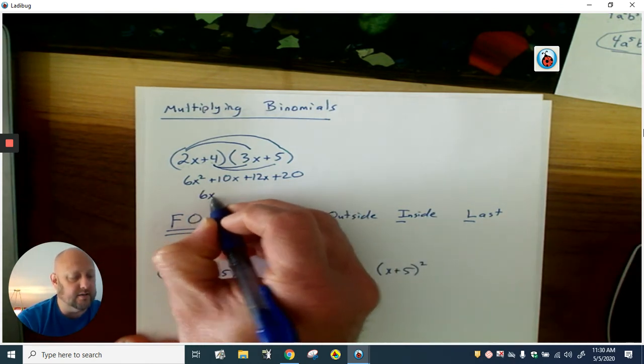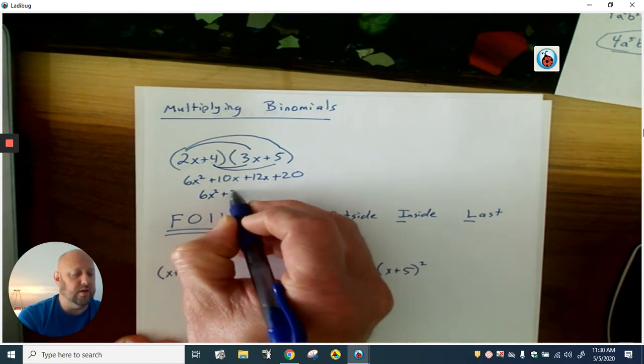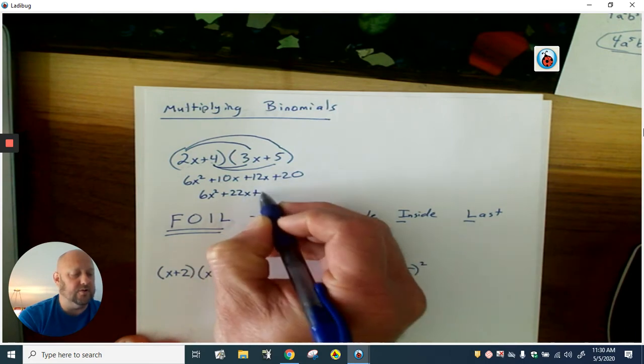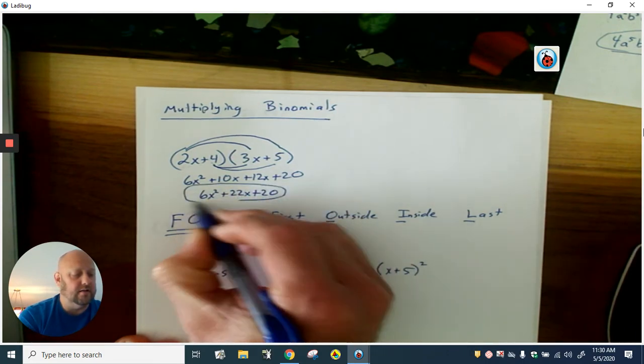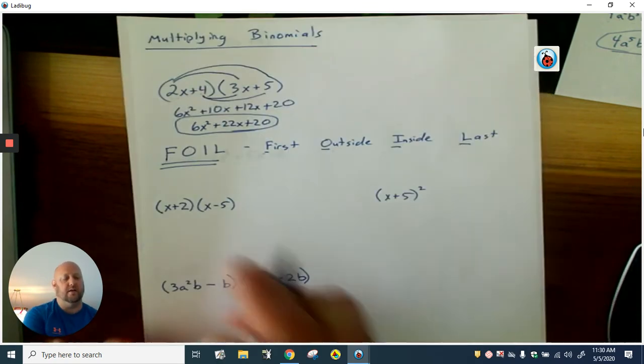So that would make 6x squared. We have the 10x and the 12x makes 22x, and then we have that 20 there. All right. And then we'd be done with that one. So let's try a couple more examples.